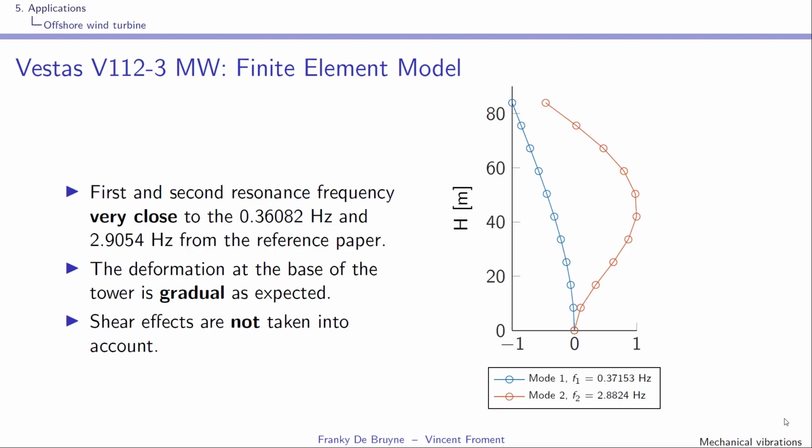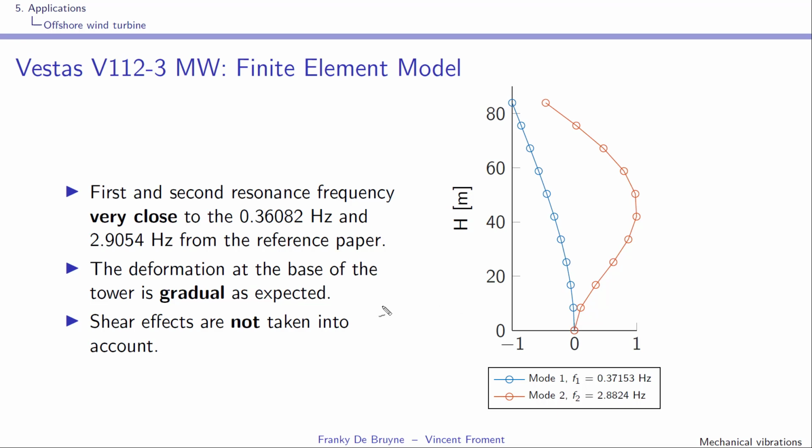Well, this is what you obtain if you run the code with n equal to 10. You have the modal deformations, and here the 2 resonance frequencies that are very close to the ones obtained in the reference paper, and you can kind of see that the deformation at the base is as expected, in the sense that it's more gradual. And if you would run the simulation with n much higher than 10, okay, you would see this even more clearly.